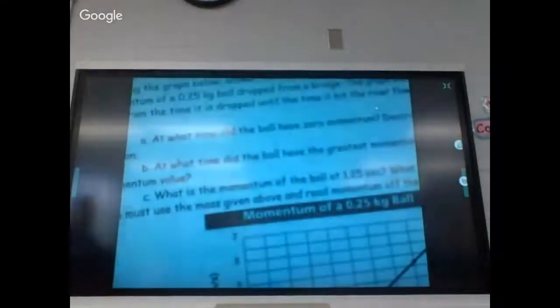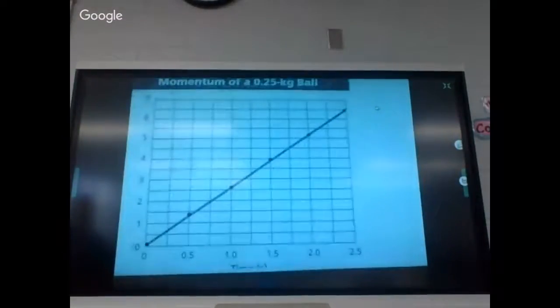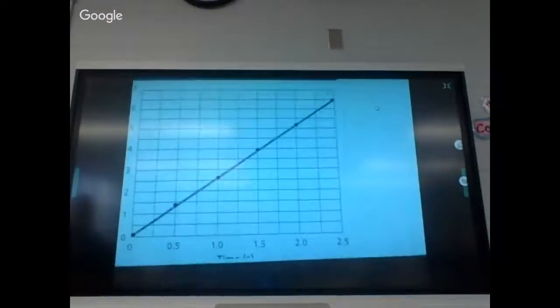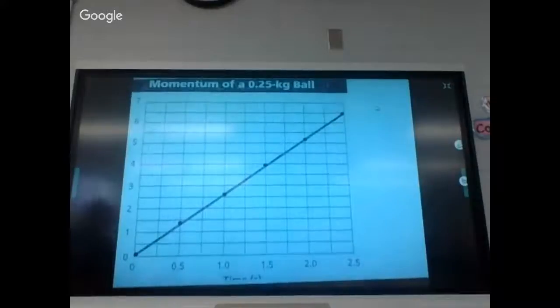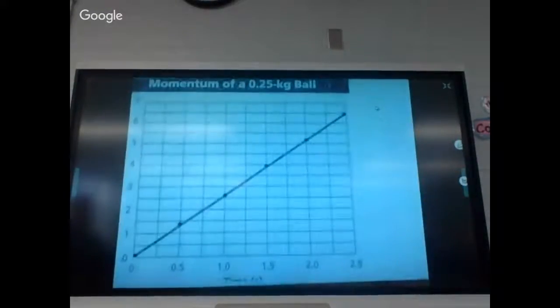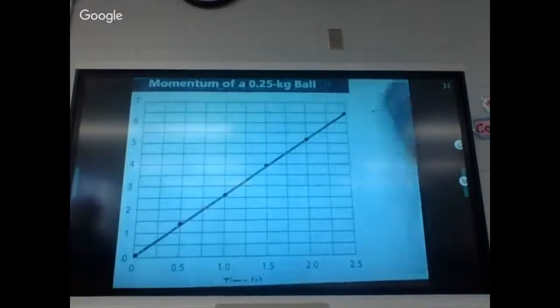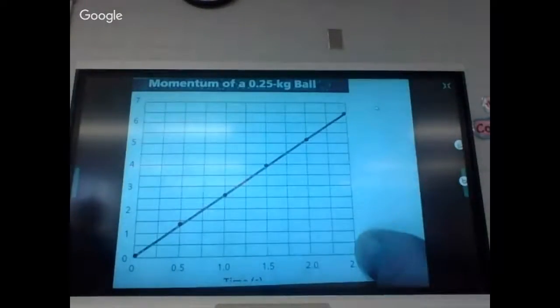There we go. Whoa, that might be too big. No, the graph's good. That might not have any room to write. All right, so the question says, at what time did the ball have the greatest momentum? So what time did we have the greatest momentum? Where on the graph would we have the greatest momentum? Way out here at the end, right? So at 2.5, we have the greatest momentum.